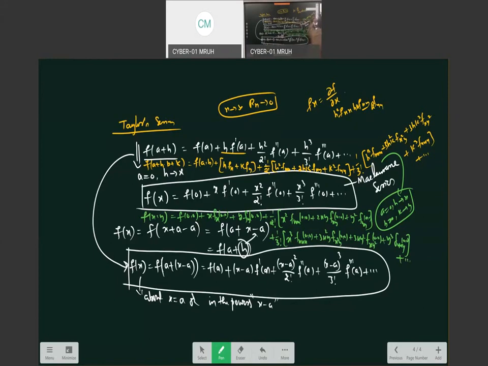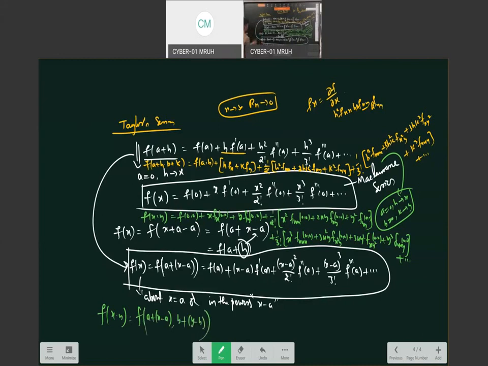Okay, this is clear. After this, any doubt? Let me continue. Similarly, I can represent this one. So f of x comma y can be written as f of a plus x minus a comma b plus y minus b.